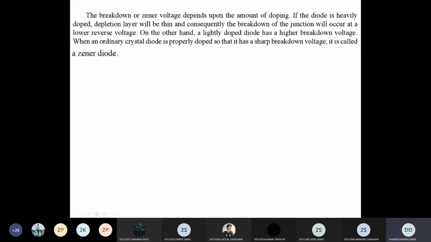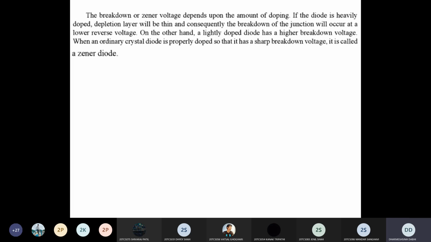Exactly opposite, if you provide a lightly doped diode, if you provide fewer impurities, what will happen? The depletion region is thick, so you require more reverse voltage to break it down. Clear? So an ordinary crystal diode that is properly doped and that has a sharp breakdown voltage is called a Zener diode.